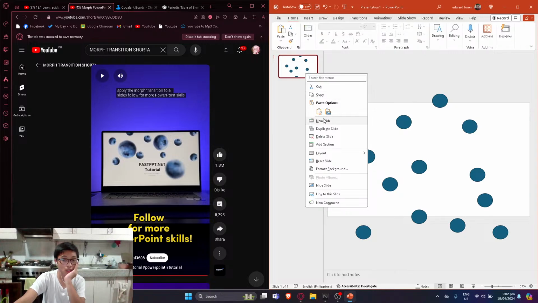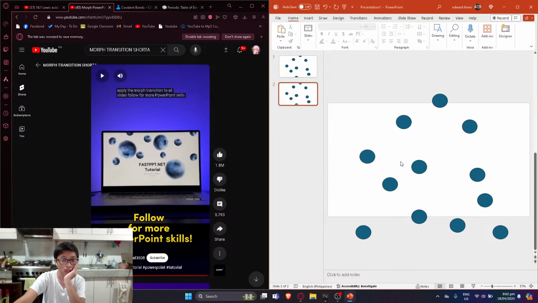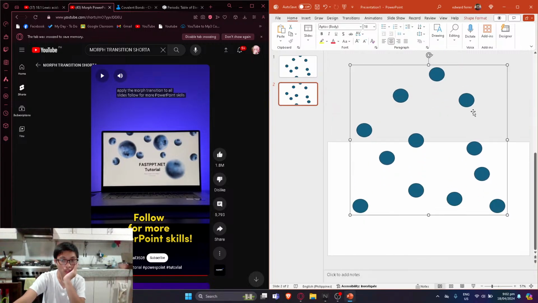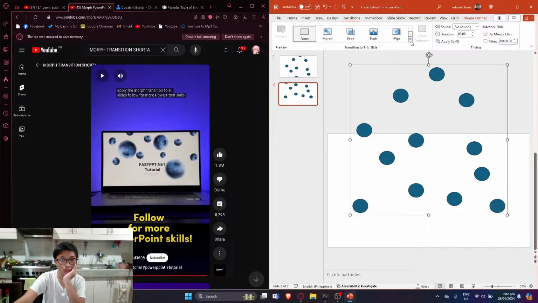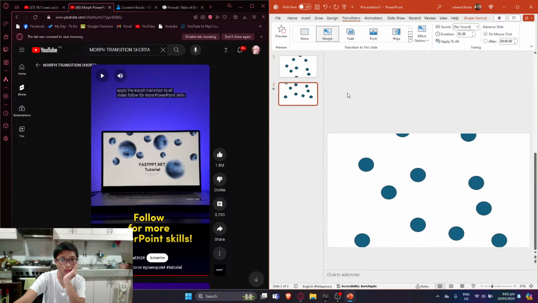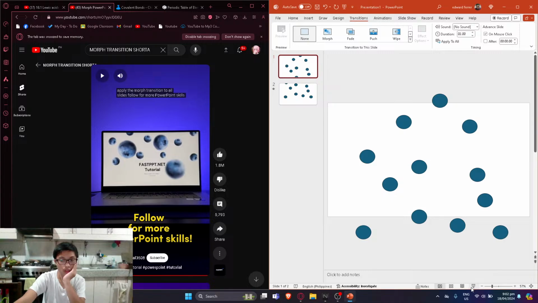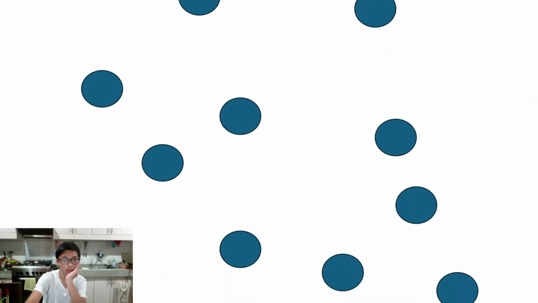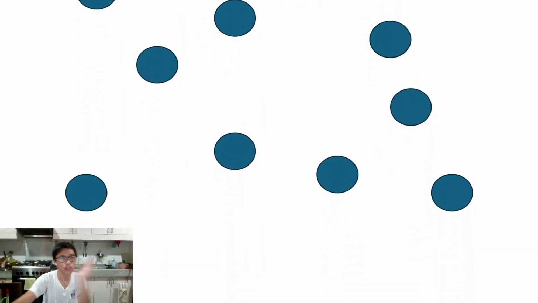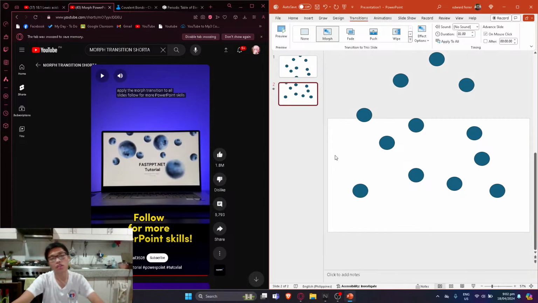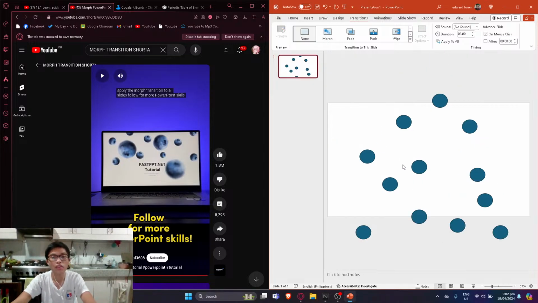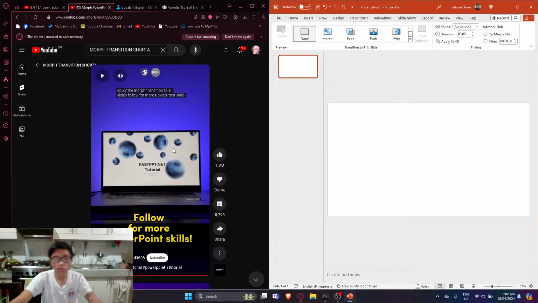So basically this, duplicate it, then you move the group here. So when you transition, you morph them. So it's like this. Yeah, it's like that. It's kind of okay. I think we can start with this.